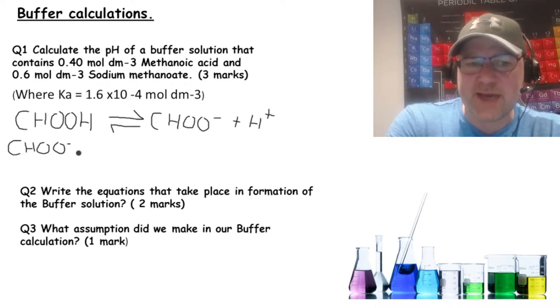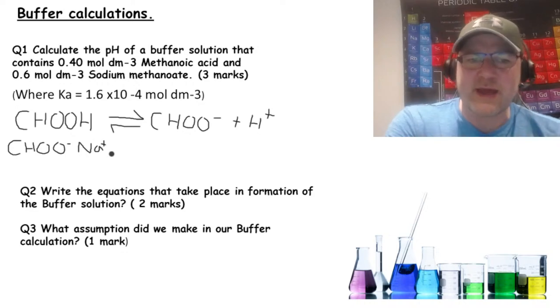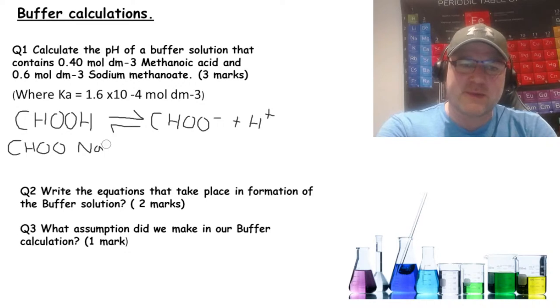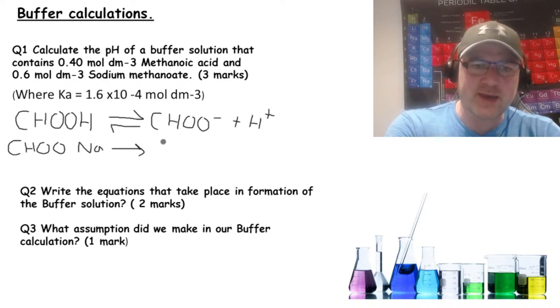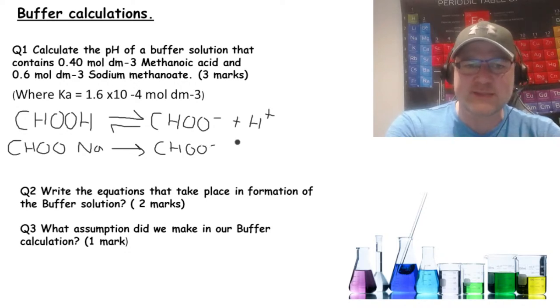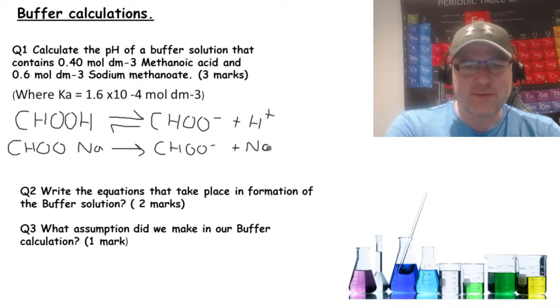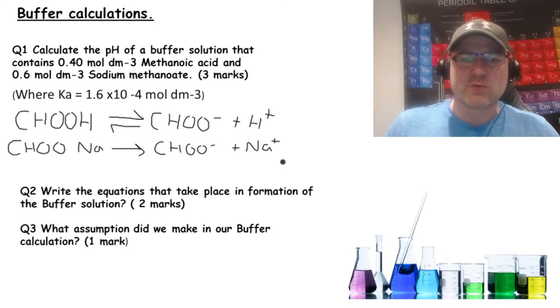Now, when we write sodium methanoate, technically there's a minus there, and there's a plus here that helps you understand how they bond together. But I'm going to get rid of the minus and the plus. So that's sodium methanoate. Now this is a full dissociation, so you need to draw this arrow. And this is actually what is supplying those methanoate ions, because I'm not going to get a lot from the acid. And by the way, this is all aq, so I'll be putting brackets next to all of this.